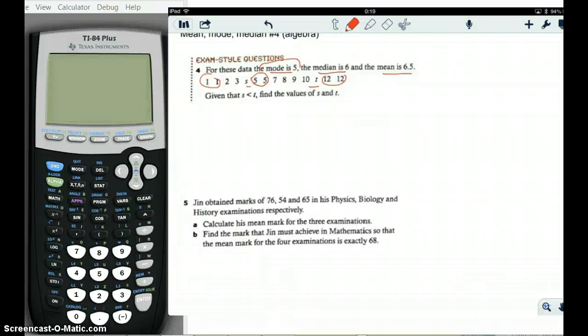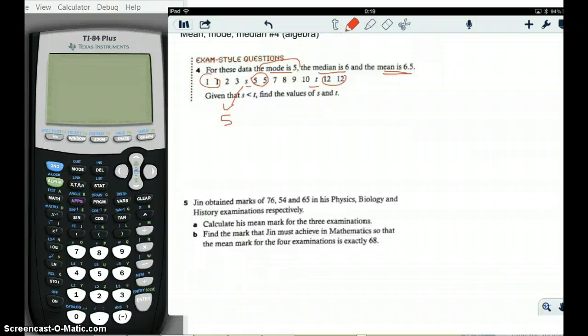Well, let's assume that the S here is a 5 then. Okay, so S is 5. So now we have the values of everything except for T. And we can figure out now what T is, because we know that the mean is 6.5.